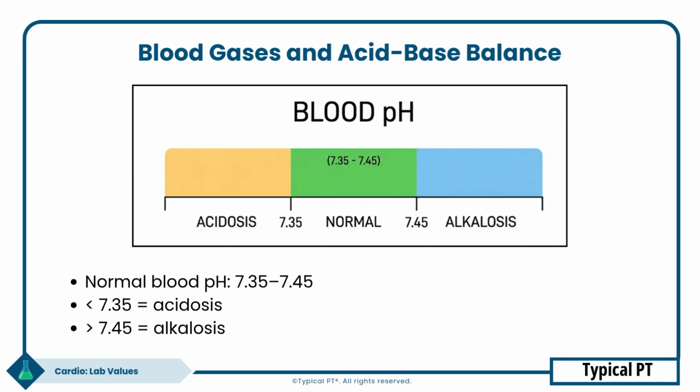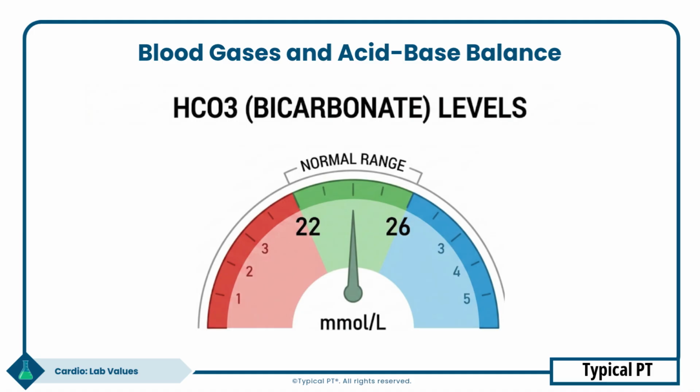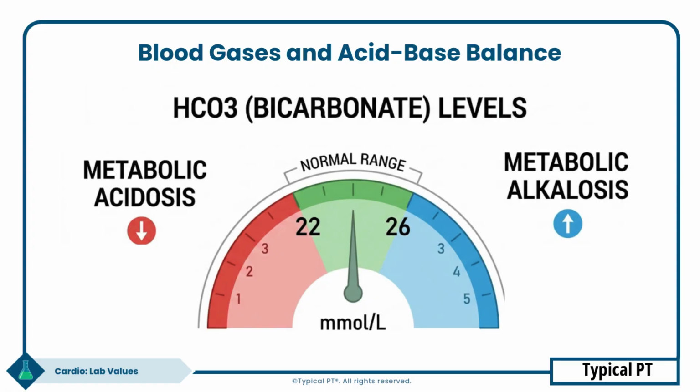Normal blood pH is 7.35 to 7.45. Below 7.35 is acidosis, and above 7.45 is alkalosis. Bicarbonate, or HCO3, has a normal range of 22 to 26 millimoles per liter. Low bicarbonate suggests metabolic acidosis. High bicarbonate suggests metabolic alkalosis. We discuss these in more detail along with respiratory and metabolic acidosis and alkalosis in the ABG lecture video.